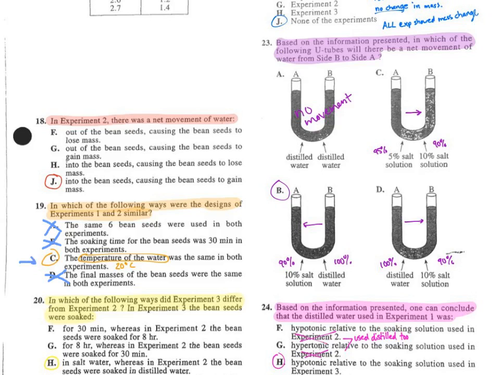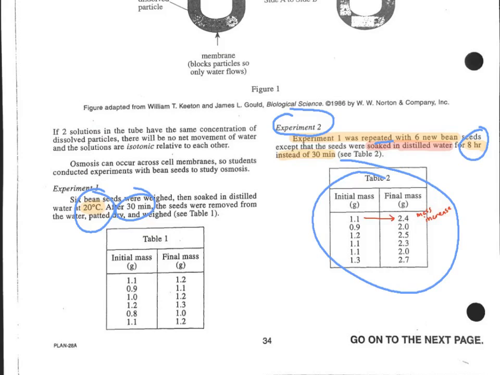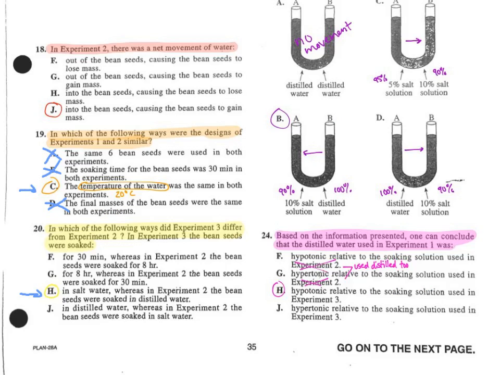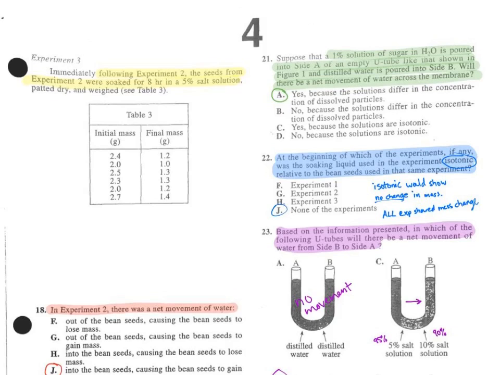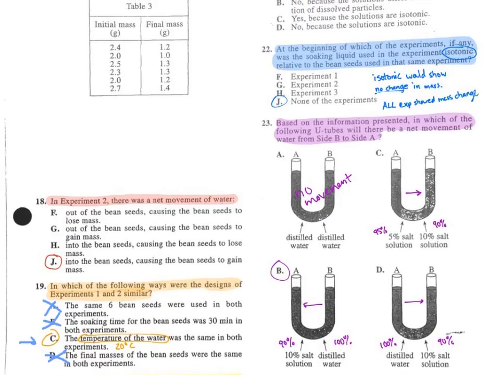For number 20, in which of the following ways did experiment 3 differ from experiment 2? In experiment 3, the bean seeds were soaked in salt water. In experiments 1 and 2, they were soaked in distilled water. The difference is in experiment 3, they were soaked in a salt solution. So number 20 was H.